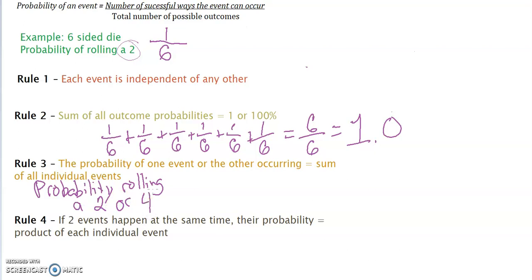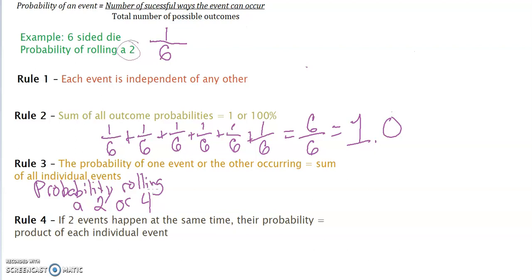So if we have one die, what is the chance of us, in that one turn in your game that you're playing, rolling a 2 or a 4? Okay, so what we can do here is think about each of the events separately and then put them together to see what that probability is.